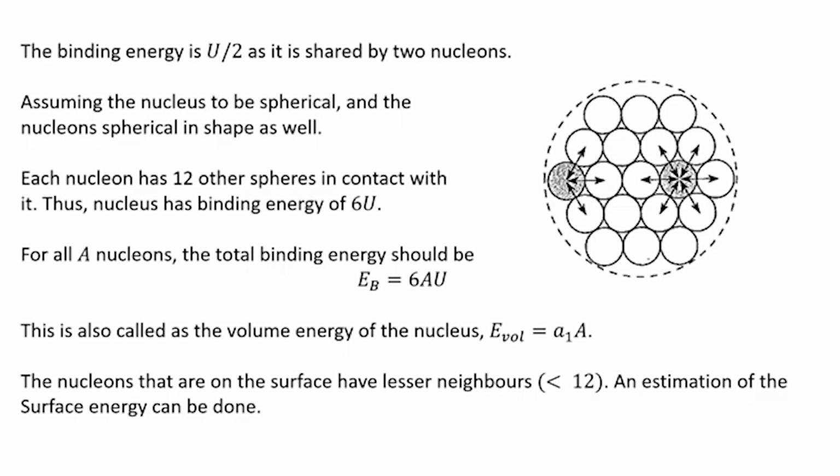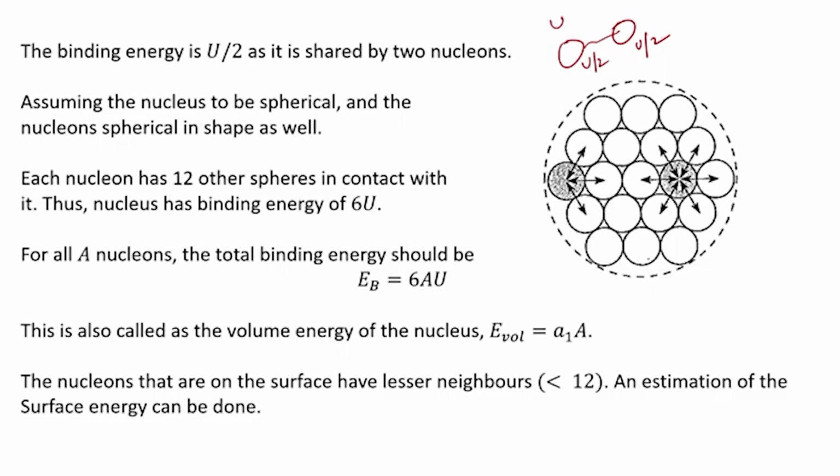So, say there is a nucleon here and a nucleon here, and there is some bond between them. If the binding energy is u, and it is shared by each one of them, then the binding energy is u by 2, shared by 2 nucleons.